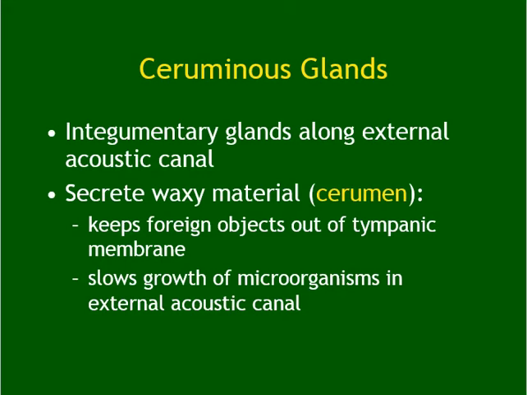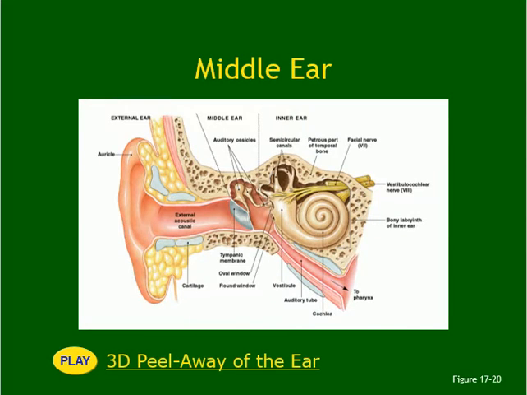This is the waxy material, the cerumen, that actually traps anything trying to get in. It does happen actually. So mosquito, dust, anything that can get in should be trapped in the cerumen, which is the waxy material protecting the eardrum. The next part will be the middle ear.